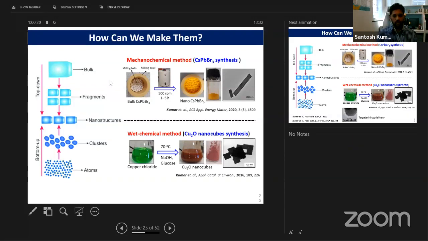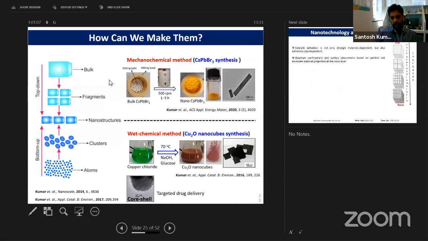Another example we do in our lab is a wet chemistry method. For example, here, copper nanocubes. I can make copper nanocubes adopting this bottom-up approach. I have copper chloride, and I add some base to activate it, and I use glucose as a reducing agent. It reduces copper 2 into copper 1, because I want copper 1 here. I give a certain energy by heating up, and you see beautiful, well-shaped cubes. This is called the bottom-up approach.